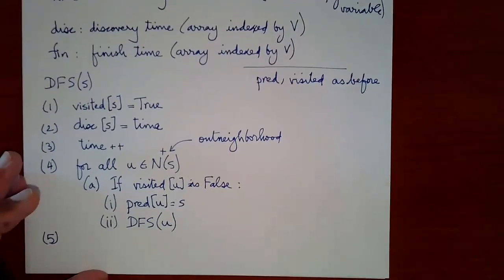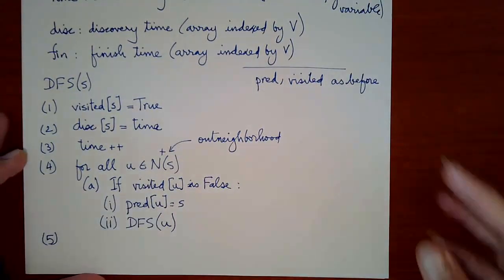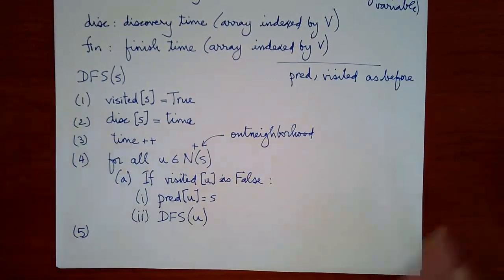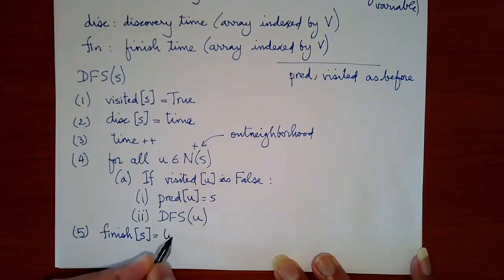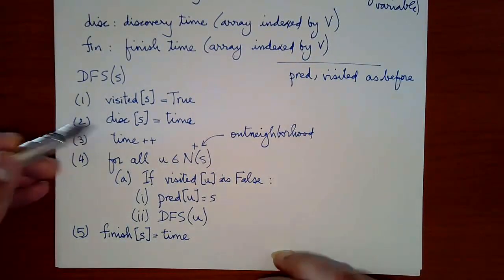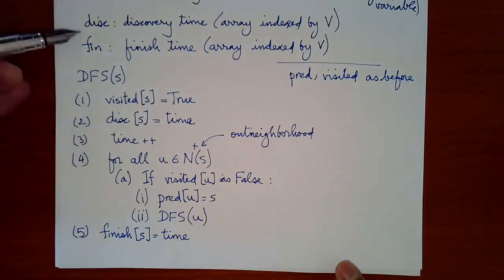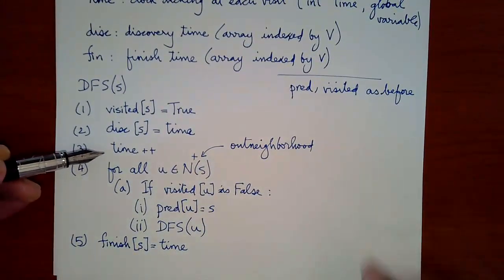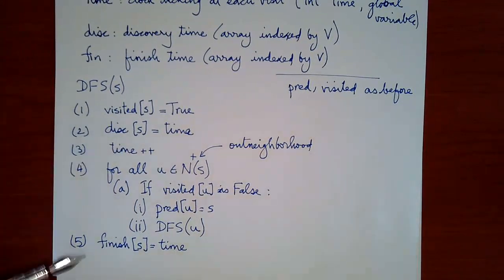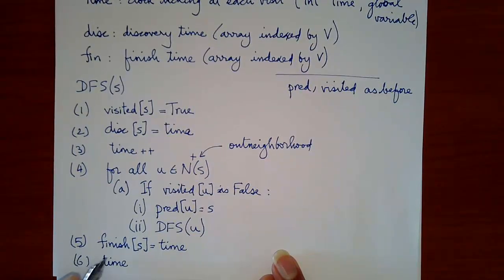Finally, after the loop finishes, we set the finish time of S to be the current time. Note that the time will change in the recursive calls. Time is a global variable, and it will change in each of these recursive calls. So the finish time is not going to be the same as the discovery time plus 1. It's going to be something potentially larger. And of course, after the finish, we'll do another time increment.